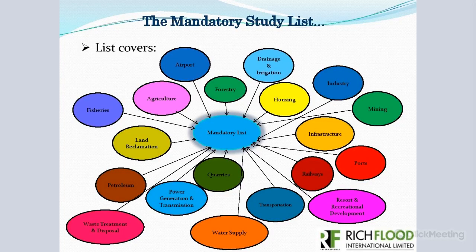We have airport projects. We have industrial projects. We have mining projects. We have the whole lot of them. The railway is there. The water supply is there. Power generation and transmission. All of this have the mandate for EIA. There is a mandatory study, a mandate to study them for EIA.